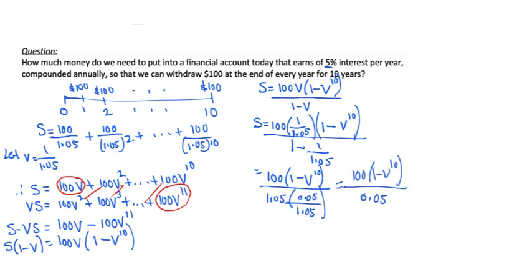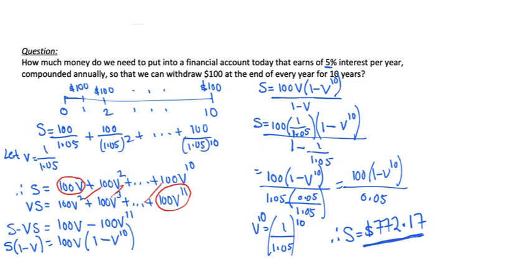This results in $772.17. Note v to the 10 is equal to (1 over 1.05), which is v, and then raising that to the power of 10. This amount of $772.17 is the present value today of these 10 cash flows and is their financial lump sum equivalent. This is how much money is needed in the account today.